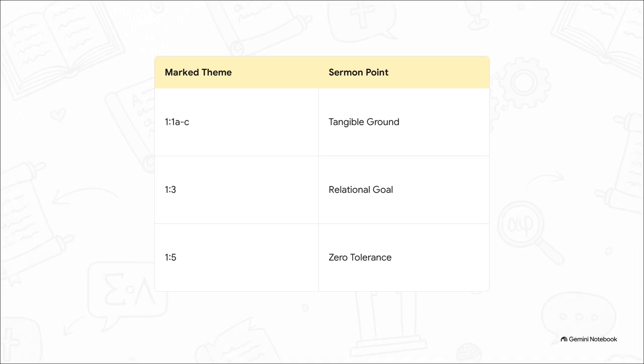That grammatical suspense, that becomes your first sermon point, the tangible ground of our faith. Later on, fronted negative nouns dictate your next major point, zero tolerance for darkness. The non-default word order signals major structural shifts. The syntax is your outline.